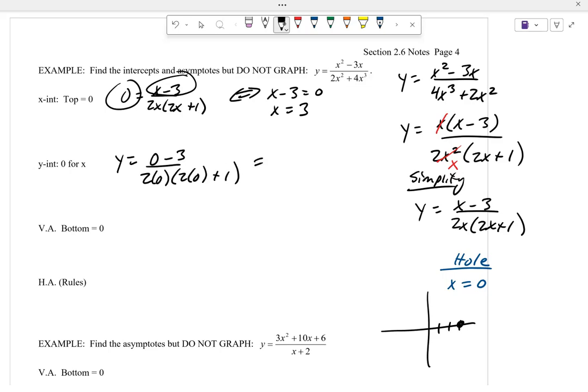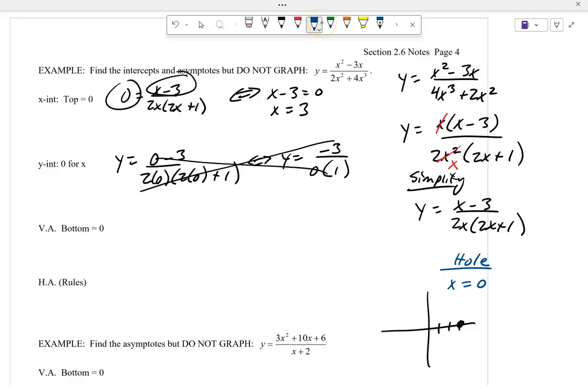Well, notice I have -3, but I got 2 times 0. I got 0 times 0 plus 1. I can't divide by 0, so there's no y-intercept. No y-intercept on this thing. Okay. Do I have a vertical asymptote?